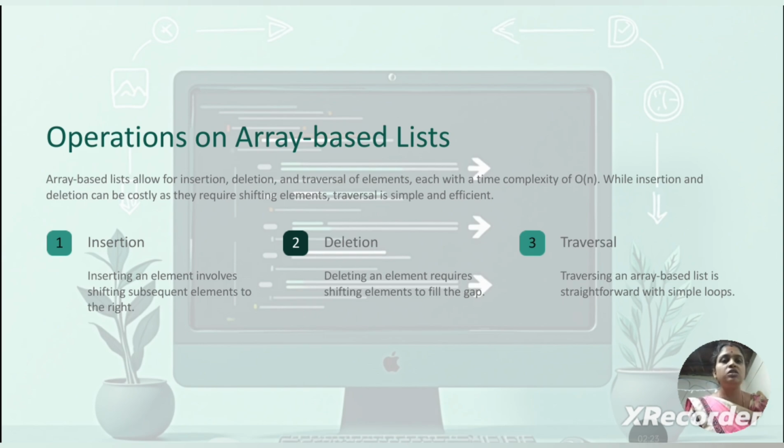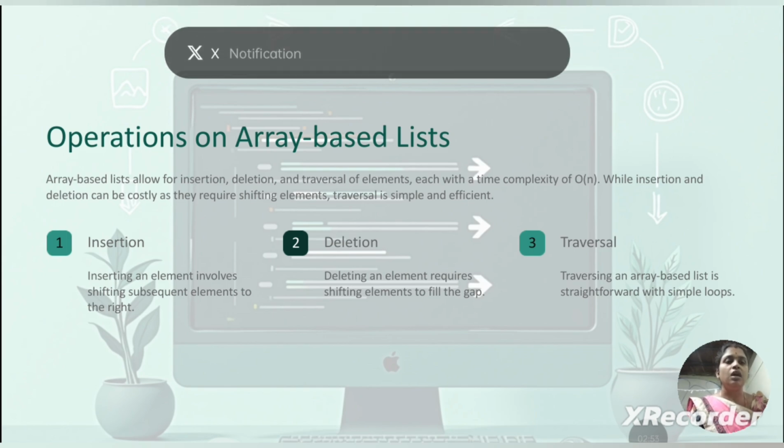So operations on array based list. Similar to list, the actions we can perform in array based list are insertion, deletion and traversal. Insertion means we can insert an element at any end or at a particular position also. Deletion can also be performed in the array based list at both the ends or in the middle of the array. Next, traversal. Traversing is nothing but visiting the elements of the array list. So this is also possible.